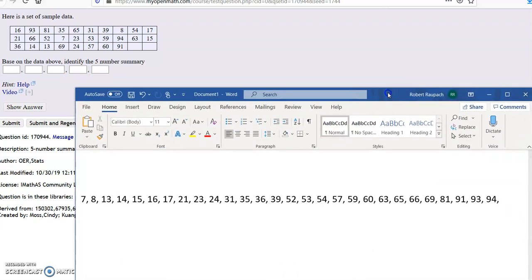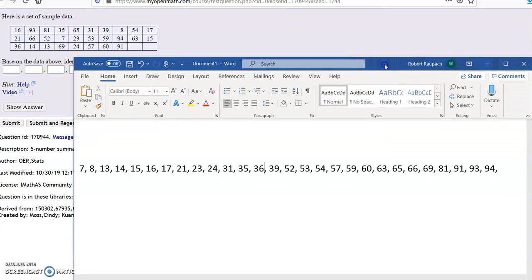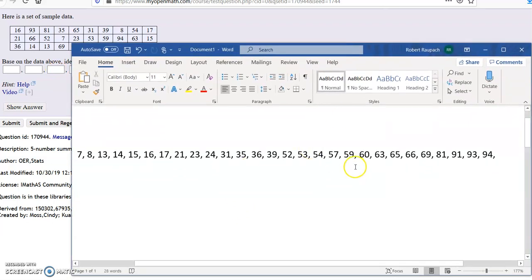So the first thing you have to do, and I did that prior to save time, is put all these numbers in order. Then you have to ask yourself, how many data points are there? That's important because I always like to do the median first, the Q2. What number is exactly in the middle of this data set? It's real important to count, and there are 28 pieces of data here. Trust me, there are. To save time, I already did that.